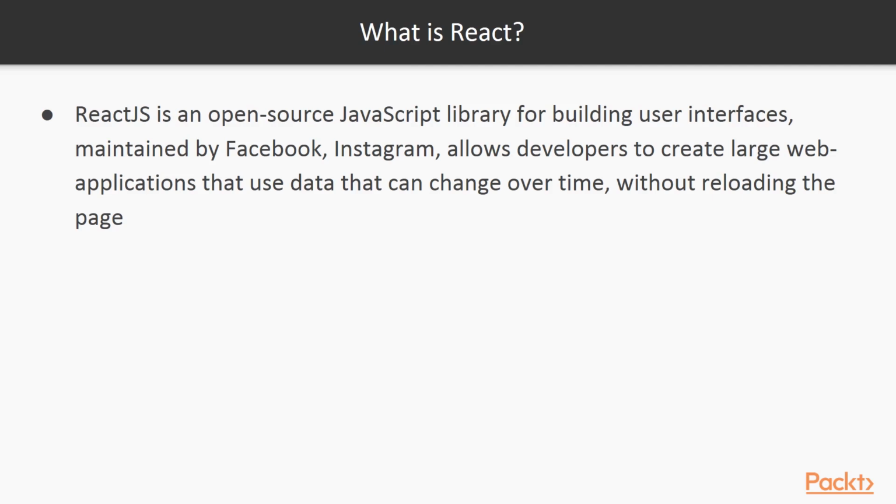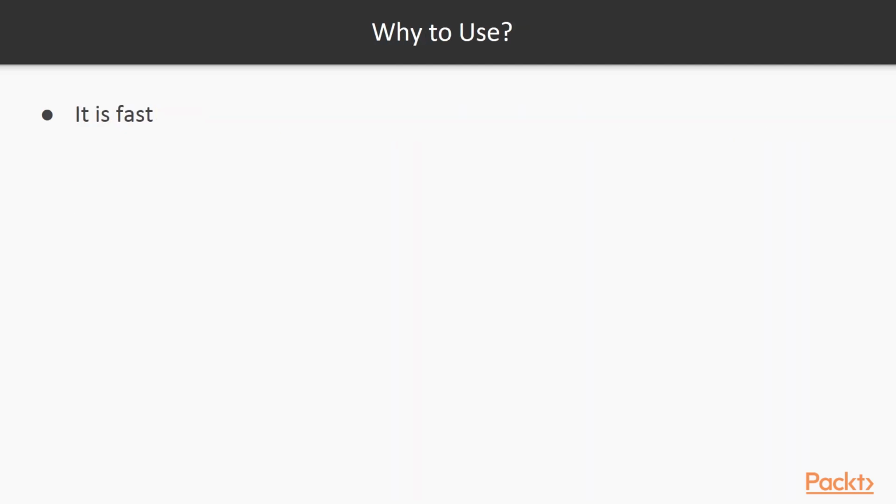React.js is an open source JavaScript library for building user interfaces, maintained by Facebook and Instagram, and it is very fast. It allows the developer to create large web applications, and its DOM manipulation is very fast. It deals in components. It breaks your web page into different components, and then you create a whole web page with those components. You can create a single page application in React, and you don't have to reload the page every time the view is rendered, right?